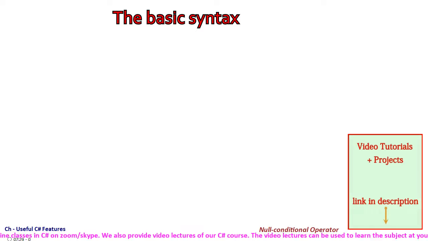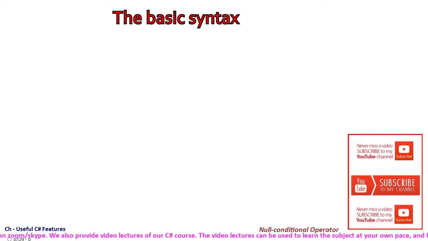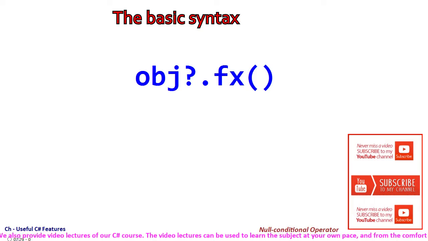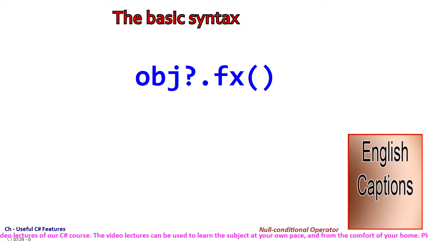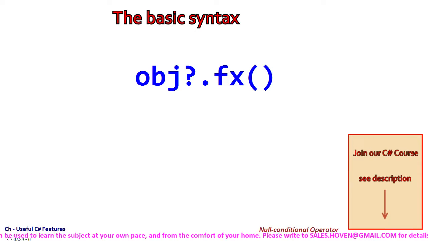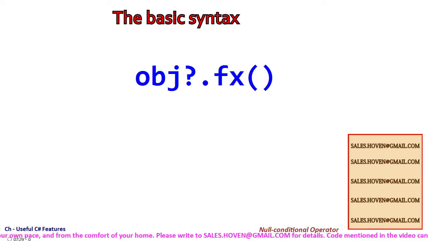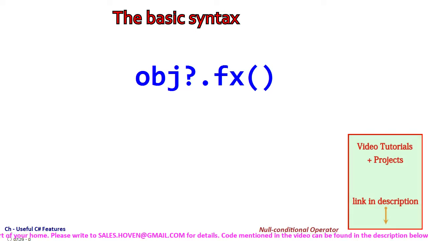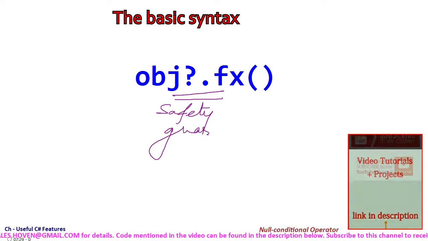Let's examine how to do it. Let's have a look at the basic syntax. Consider the operation obj dot fx as you are seeing here. Here obj is some instance and fx is some function on this object. The null reference operator, this dot, is called the null reference operator. It is now a safety guard.